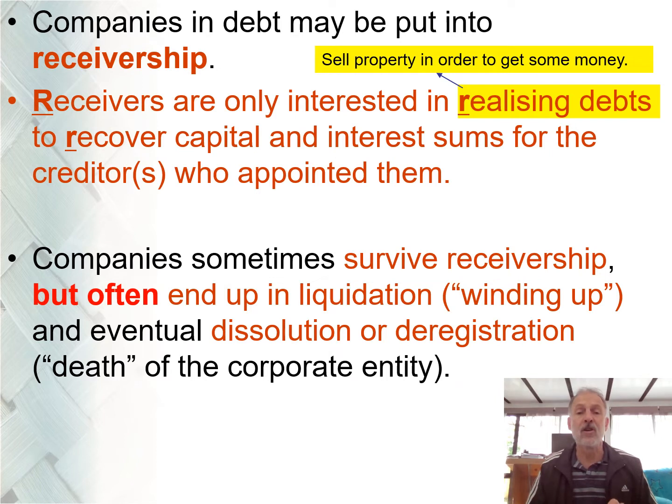So companies sometimes survive receivership, but often end up in liquidation. In other words, at the end of the day, they are being wound up. And of course, then there's the eventual dissolution or the deregistration or the death of that corporate entity. So now you can see, even though we believe that companies have perpetual existence, usually the majority of them do not survive.